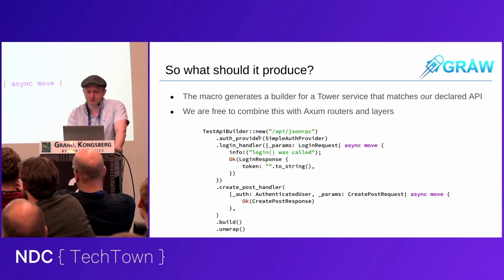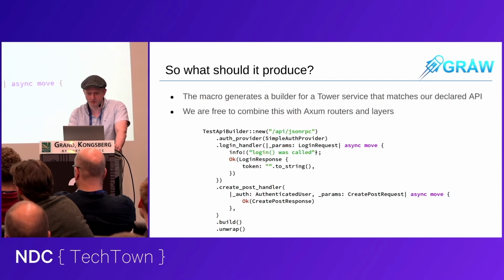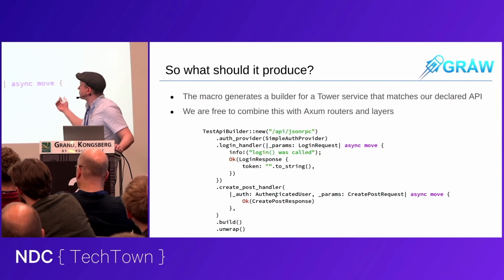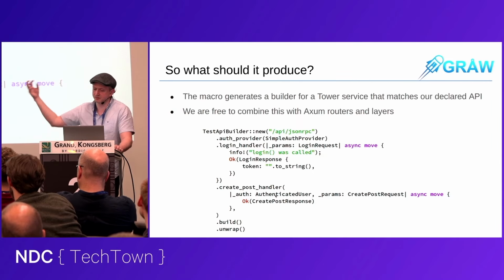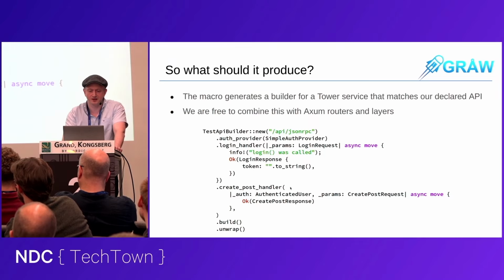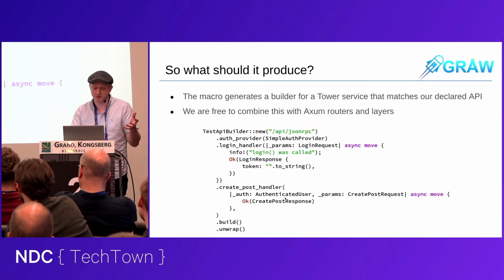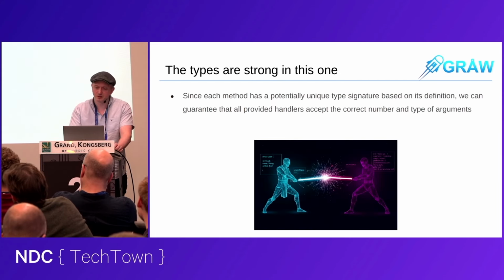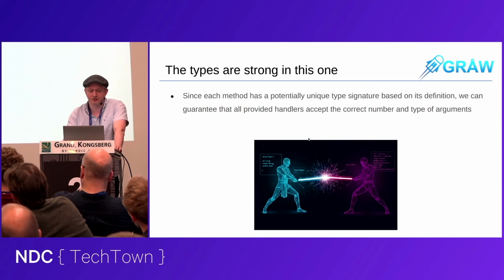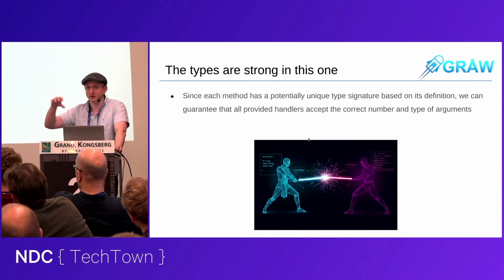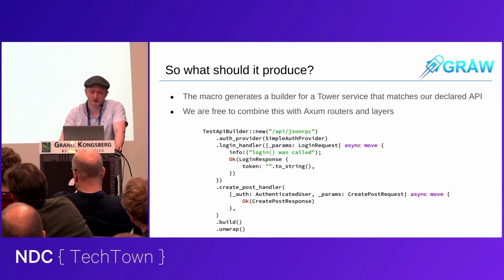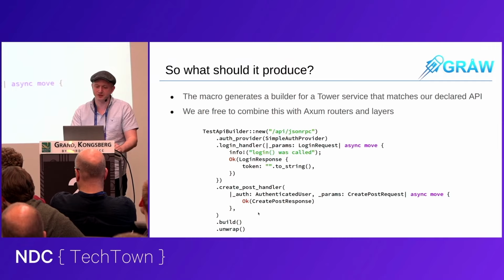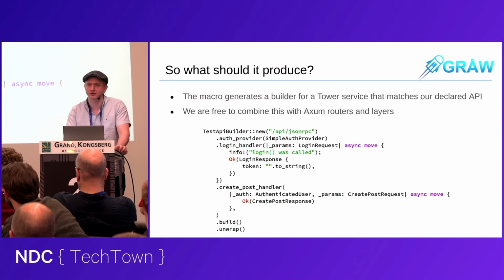It's a typed builder, but you provide handlers for your methods that you declared, and you can see here for the authorized method, it gets passed in an argument, which is that authorized user in this case. So that is extracted by the middleware and just injected as a typed parameter to your callback function. And the types are strong in this one. So since the methods have essentially uniquely generated type signatures per method, there's really no way to mess this up. Like when you're registering your handler, you don't make a choice at this point. The compiler will yell at you if you give it the wrong handler signature.